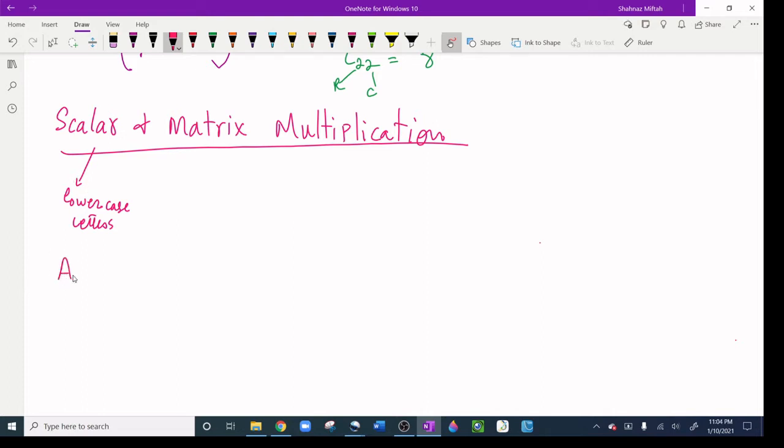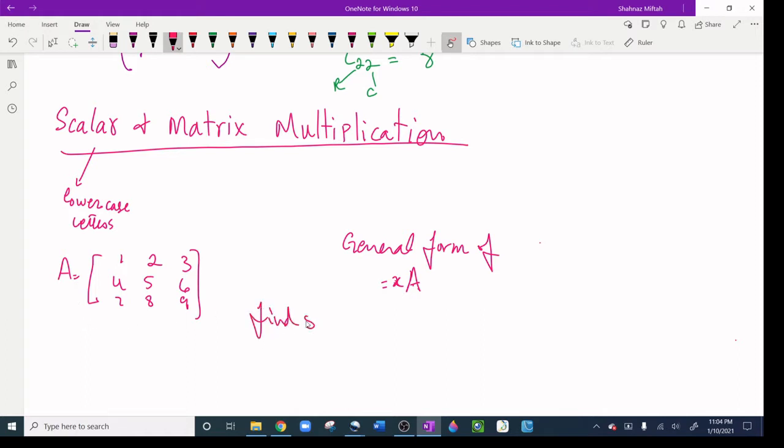For example, I have a matrix A: 1, 2, 3, 4, 5, 6, 7, 8, 9. And the general form of scalar multiplication is always make sure the small letter, the scalar value, comes first and then the matrix. That's how it's supposed to look. So for example, that's my A, and the question is asking find 5A.